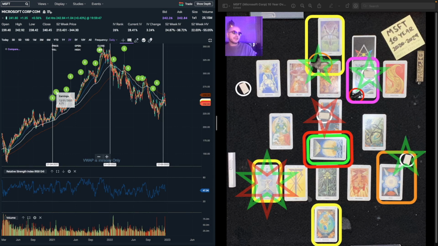Does Microsoft's highest price level of the 10-year period 2020 through 2029 take place in any other year besides 2025, in that 10-year period of 2020 through 2029? Yes.